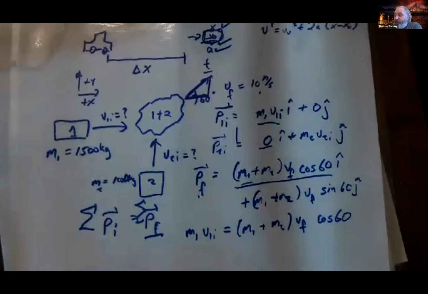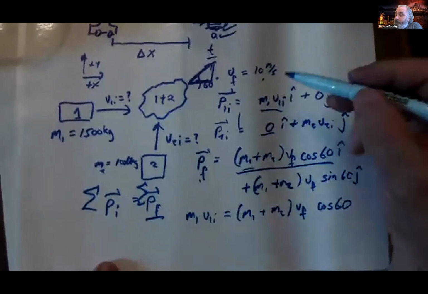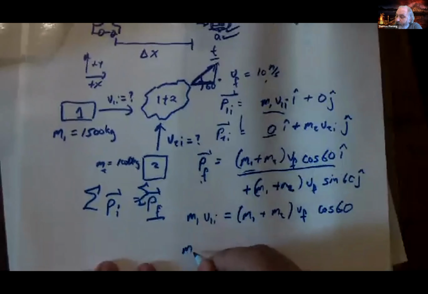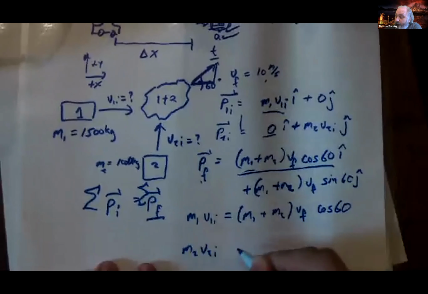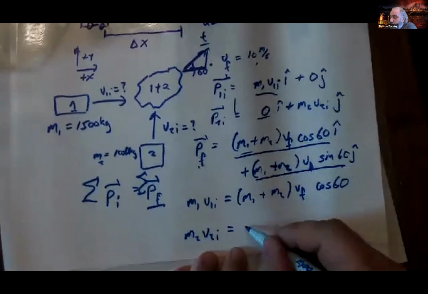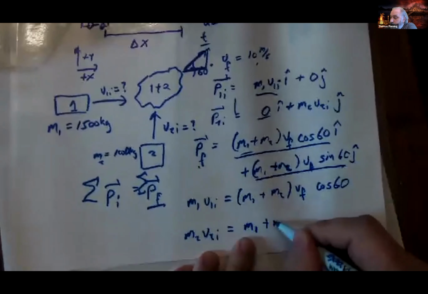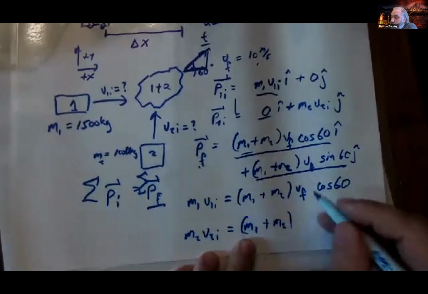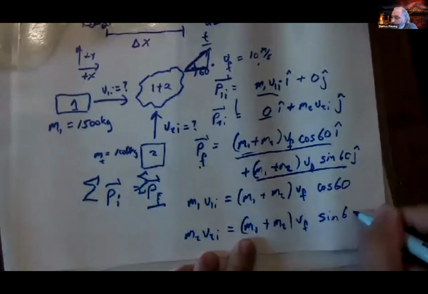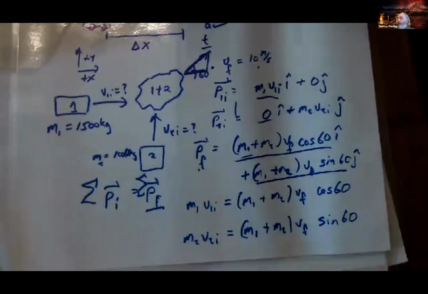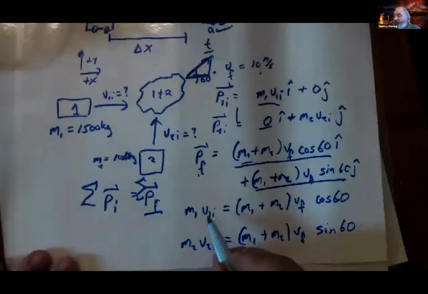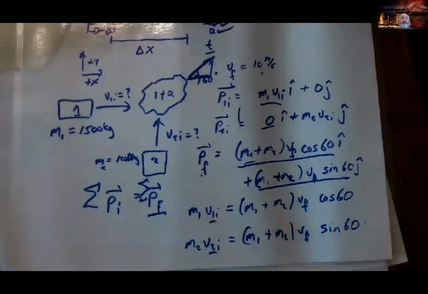But what about the y direction? In the y direction, before the collision, again I'm looking at these two, I have this plus this. So M2, V2 initial. And after the collision, I have just this. So what I end up with are two equations and two unknowns. What are my unknowns? Well, in this case, I'm solving for this and for this.